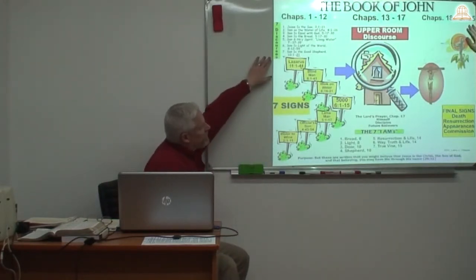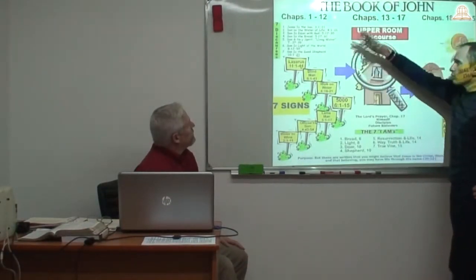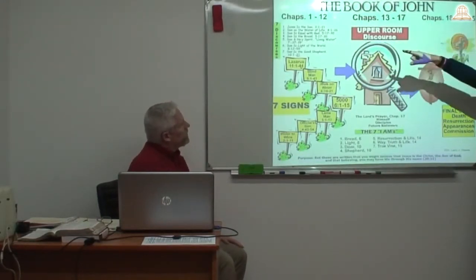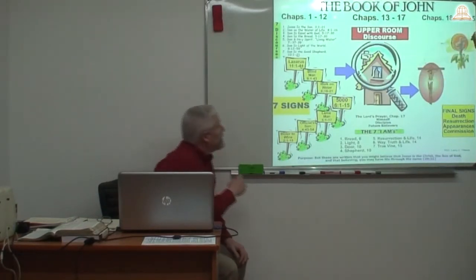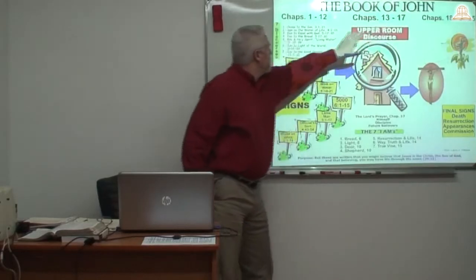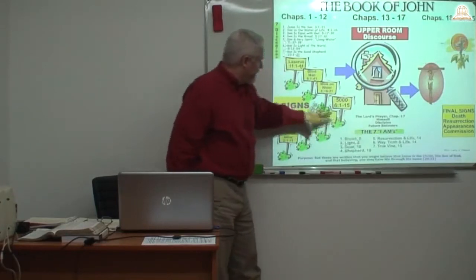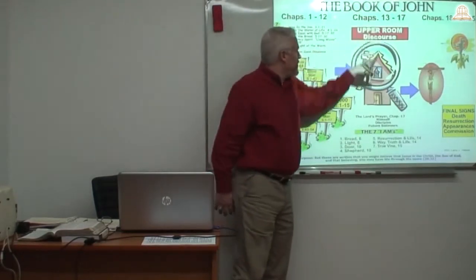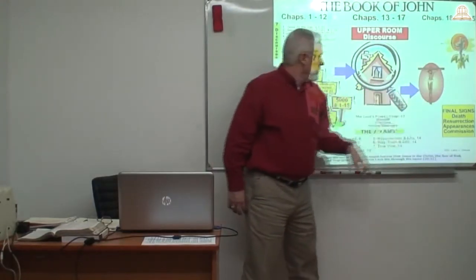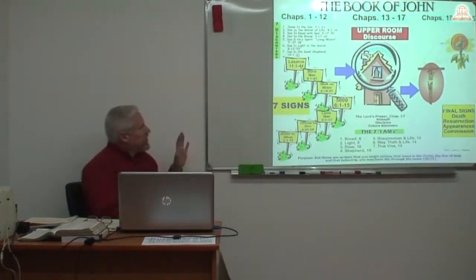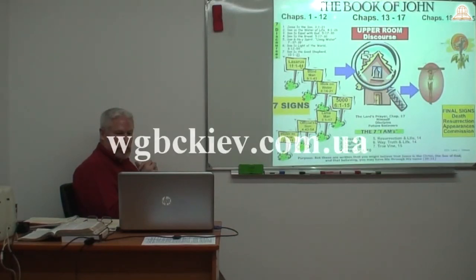And then we have the 7 discourses, chapters 1 through 12, then chapters 13 through 17, the teaching in the upper room. Now notice the proportion: 12 chapters and we have all of this stuff, then 5 chapters in one room, and then we go to the cross and the resurrection. So he does a good job with the proportion on this one.